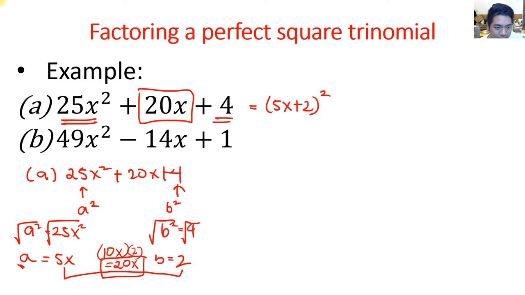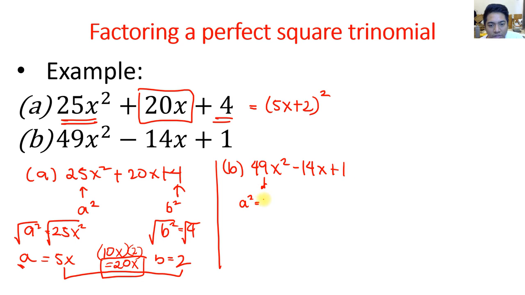For letter B, we have 49x squared minus 14x plus 1. Again, same concept. You have a squared, which is 49x squared, and b squared as 1. So get the square root: a equals 7x, and the square root of 1 is still b equals 1.